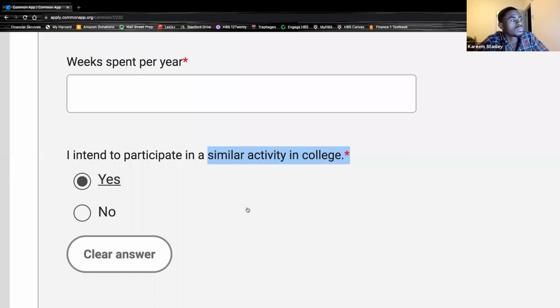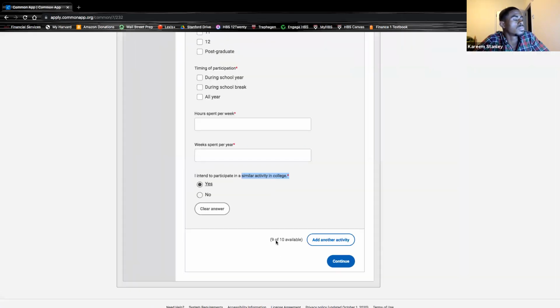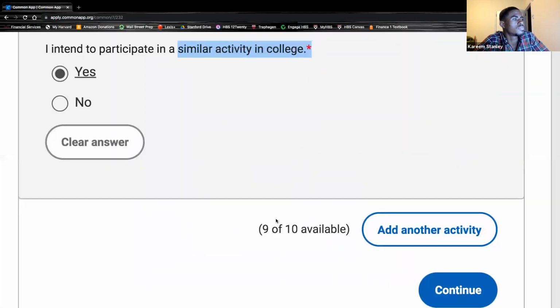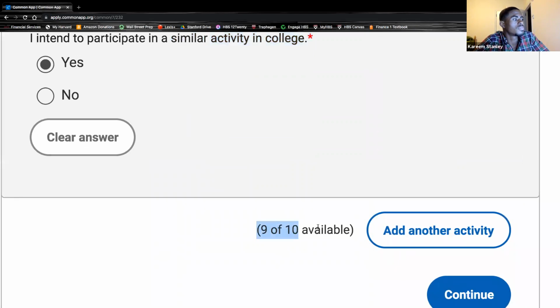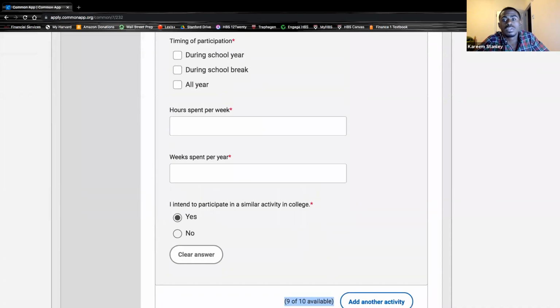Let's keep going. You have a lot of space. Can we make that even larger? Let's make that ridiculously large. Look at how many activities you can list. You can list 10 activities. So don't look to only do one activity throughout high school. Don't look to do 2 activities throughout high school. Keep that in mind. These are your years to explore and to see what works for you and what doesn't work for you.